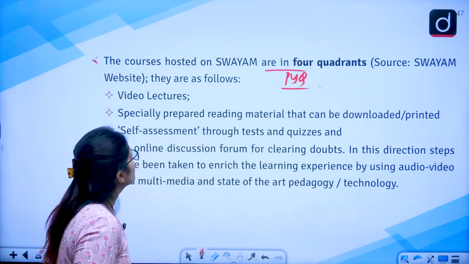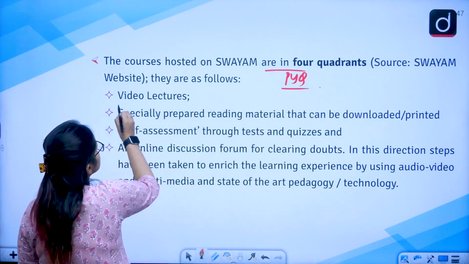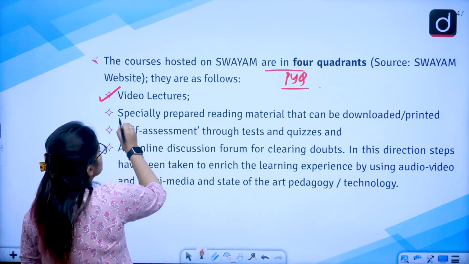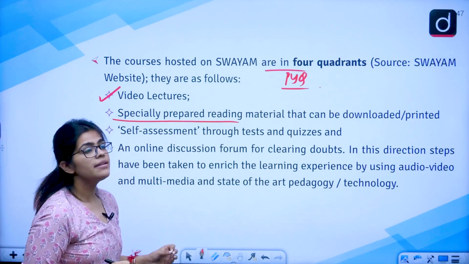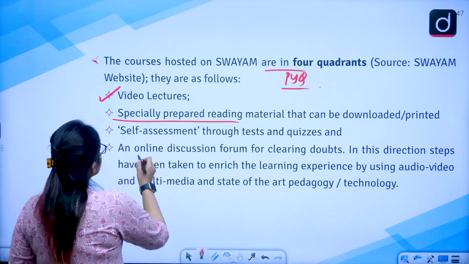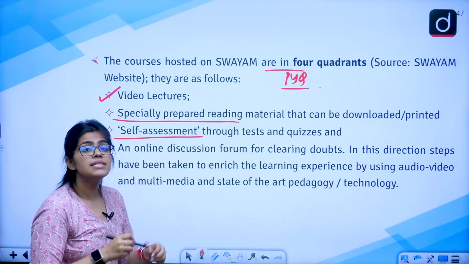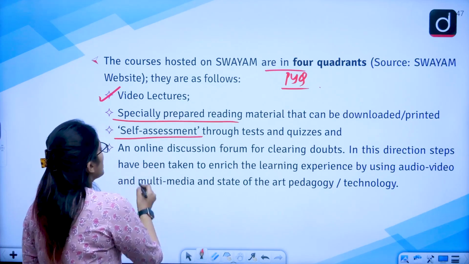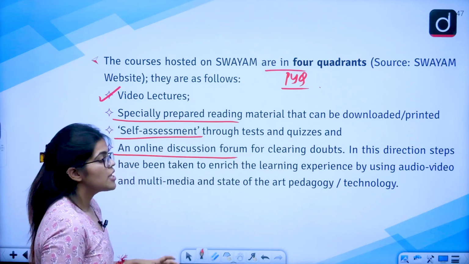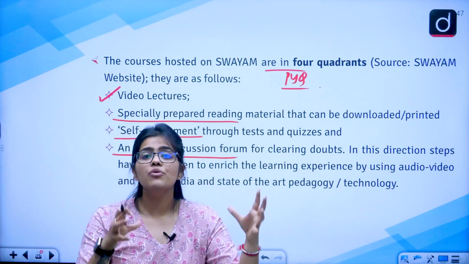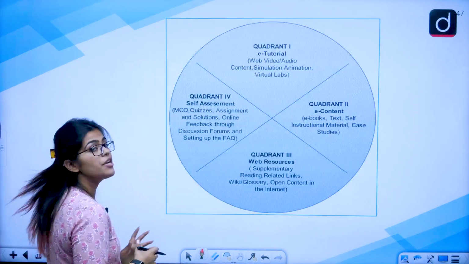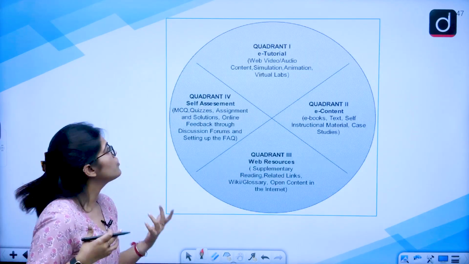What are the 4 quadrants? First, video lectures are provided on Swayam. Specially prepared reading materials that can be downloaded and printed are present there. Then you have self-assessment, that means tests and quizzes are taken, and there is an online discussion forum for clearing of doubts. So here the pedagogy is now using technology. This is how it is enhancing. These audio and video will help the students to learn on their own.